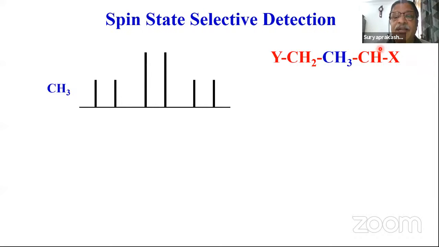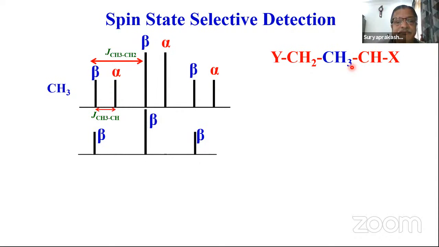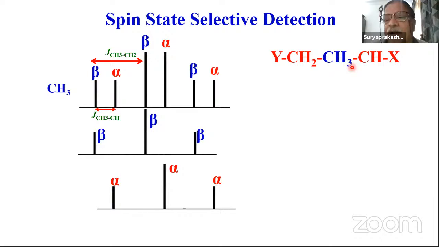But then what I'm going to do in the spin state selection is this. Why is this triplet of doublets coming? Because there is an alpha and beta spin orientation, parallel and anti-parallel orientation with respect to the magnetic field, for these coupled spins. Now, can I get the spectrum corresponding to only beta orientation of the nuclear spins, or only alpha orientation of the spins? It means, in a spectrum like this, can I get only beta components or only alpha components?